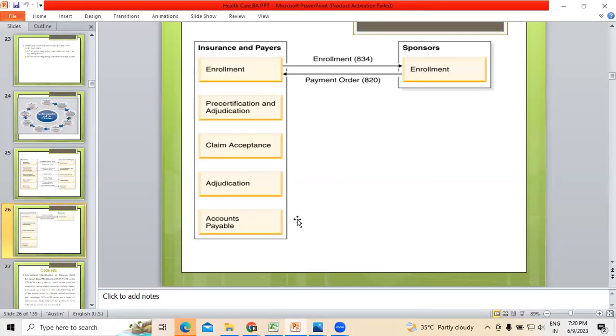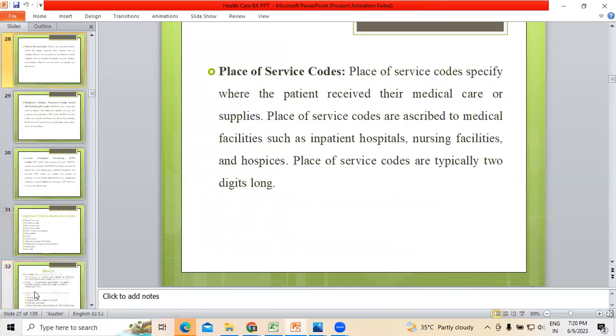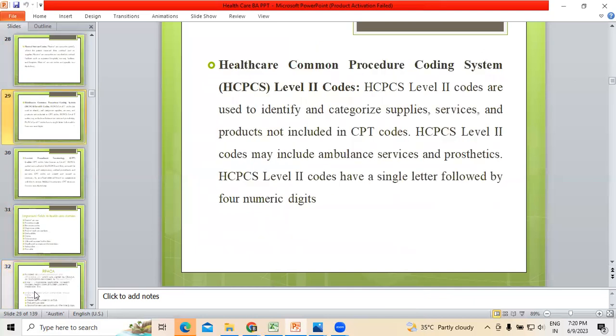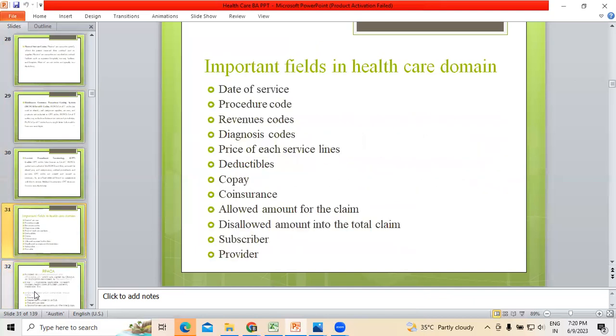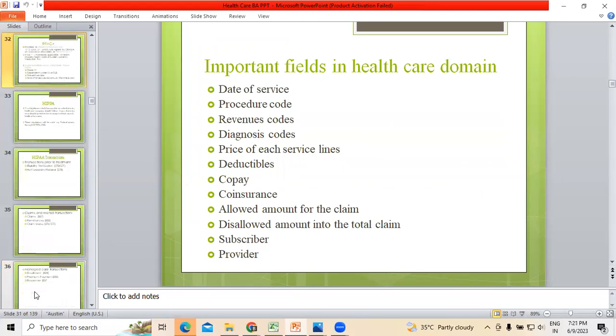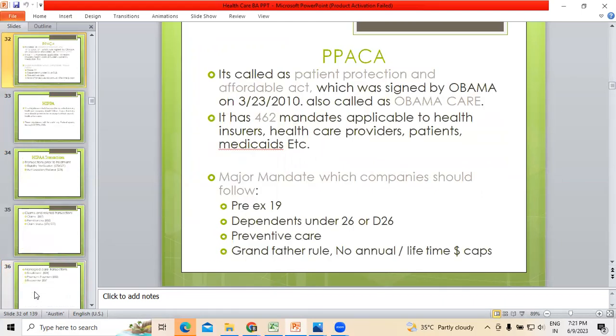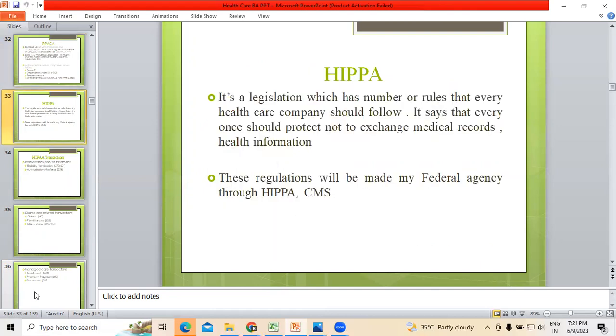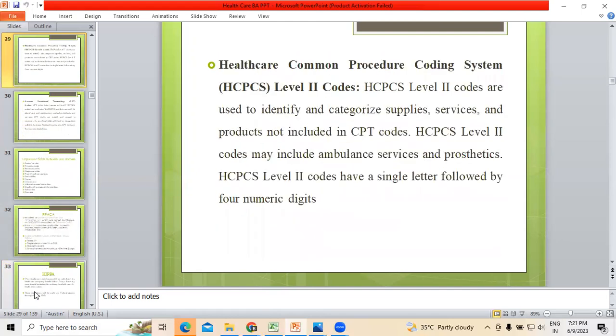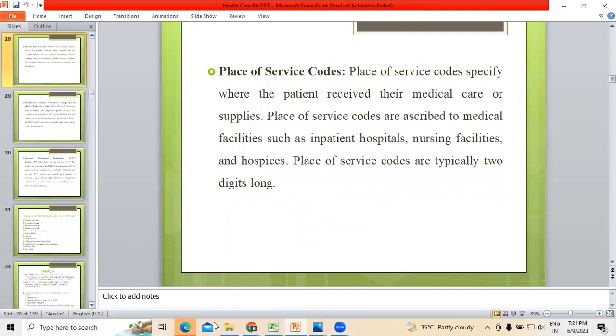If you have any questions, you can ask. Any questions on this? No questions. Clear. So the detailed part of the ICD codes, we have a few more things to discuss, in reference to HCPCS and all that. At the same time, what are the important fields we have to mention? We need to discuss PPACA, the Patient Protection and Affordable Care Act, all that. I'm going to discuss this in tomorrow's session.